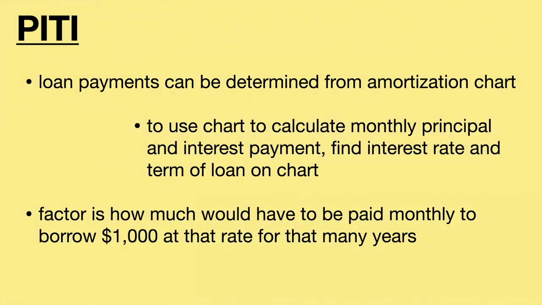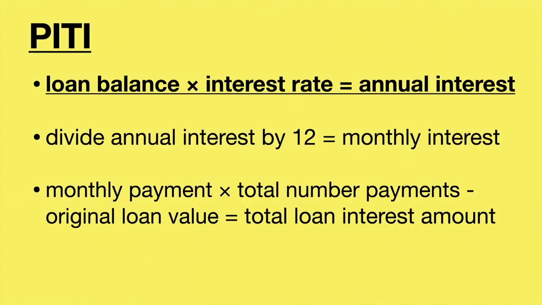The loan payments can be determined by an amortization chart. To use an amortization chart to calculate a monthly principal and interest payment, find the interest rate and the term of the loan on the chart. The factor is how much would have to be paid monthly to borrow $1,000 at that rate for that many years. So for example, a 2% rate for a 15-year loan term equals a factor of 6.43509. So monthly payment equals loan amount divided by 1,000 times the factor.